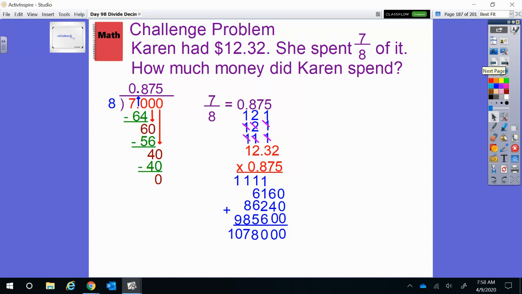Okay, so there you are. Now we have to take into consideration how many places we have to move it, or hop it, to make both of these numbers whole numbers.